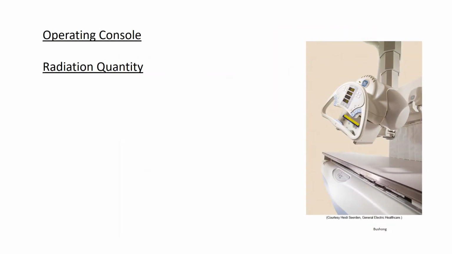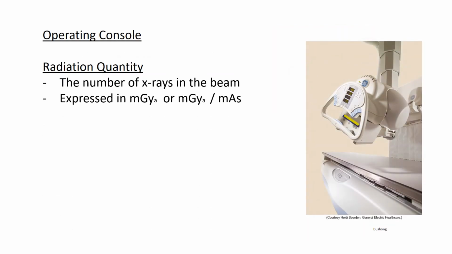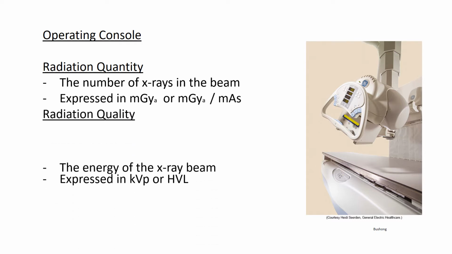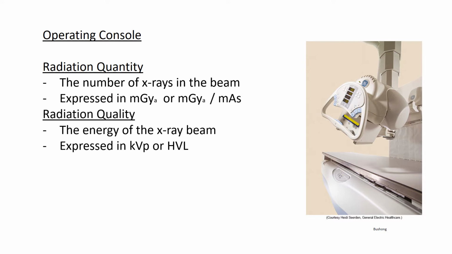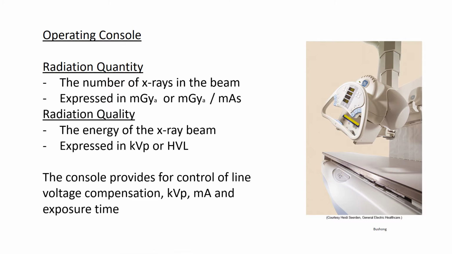As far as the operating console, radiation quantity is the number of X-rays in the beam. It's expressed in milligray or milligray per mass. Radiation quality is the energy of the X-ray beam. It's expressed in kVp or in half-value layer, HVL. And the console, where you stand, provides for control of what's called line voltage compensation, which we're going to talk about today, kVp, mA, and exposure time.